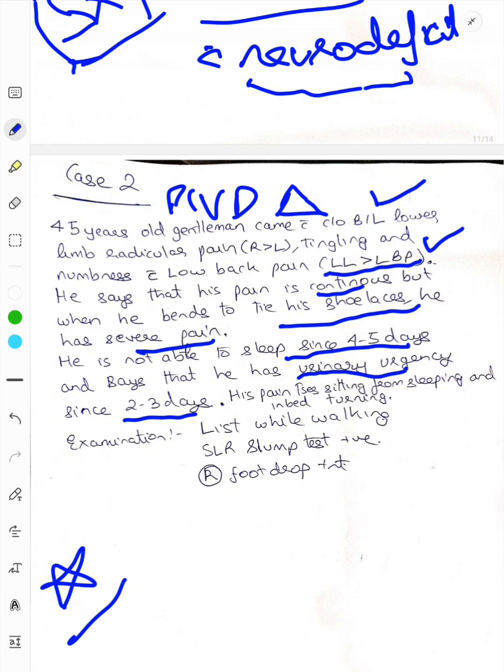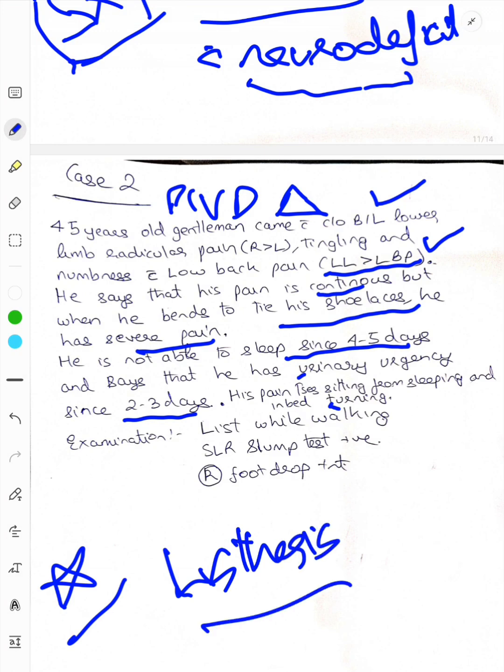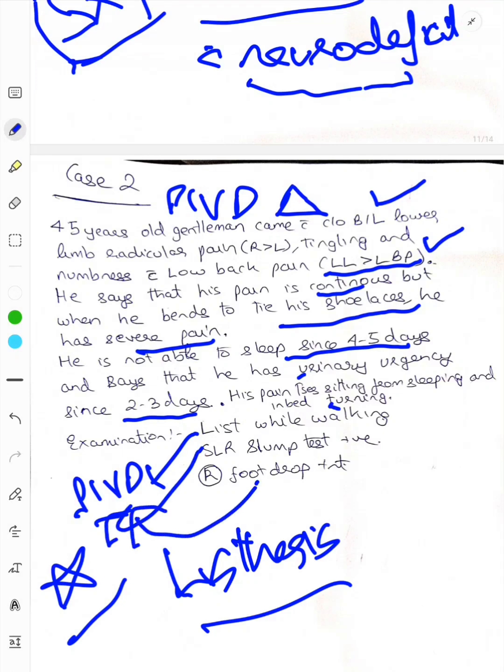And additionally, on asking further, he says his pain increases on sitting up from sleeping position and on turning in bed. So there is some component of listhesis as well. On examination, list, classical finding, PIVD. List points to the PIVD. SLR, slump test, nerve root stretching test is positive, PIVD. And right-sided foot drop is present, PIVD. There is some neuro deficit.